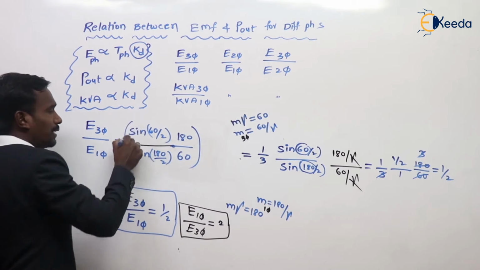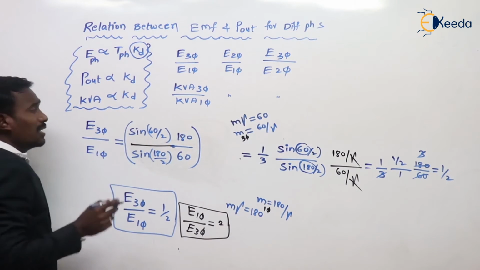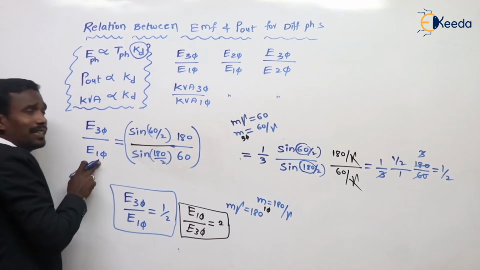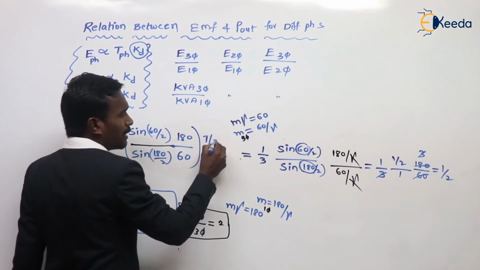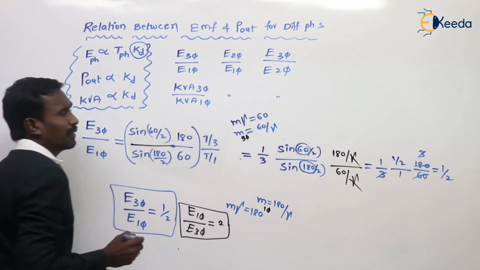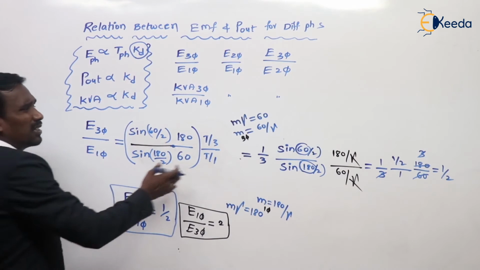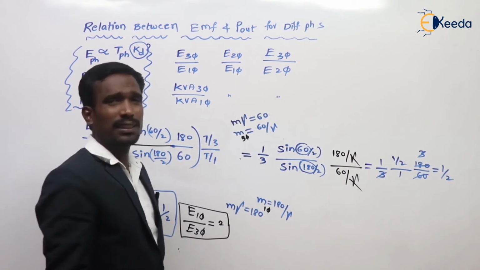This is KD completed. Then what is tons? Tons for three phase and single phase. For three phase T by 3 and for single phase T by 1. That's it, answer. This is also the same, but I am doing it directly.